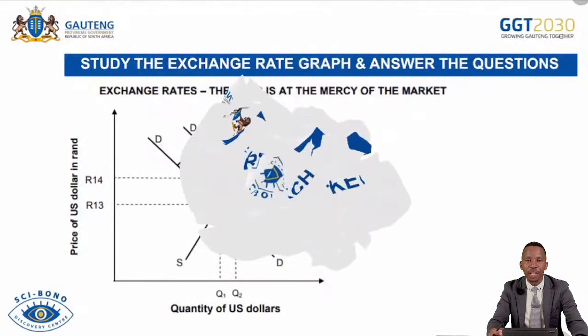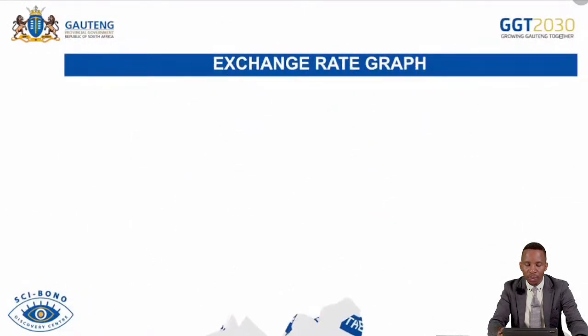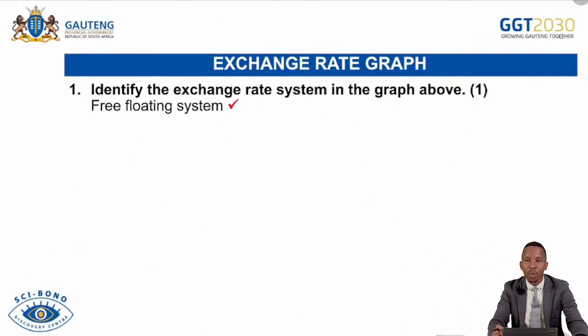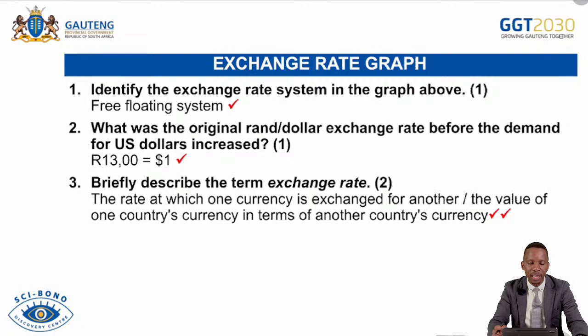The foreign exchange markets, which is topic number 4. So the exchange rate of the rand is at the mercy of the market. So you were given this information, and then what was required? You had to answer questions in there. Identify the exchange rate system in the graph above. We talk about the free floating exchange rate. And then what was the original rand to the dollar before the demand for US dollars increased? It was 13 rand to $1, meaning we're paying 13 rand to afford $1.